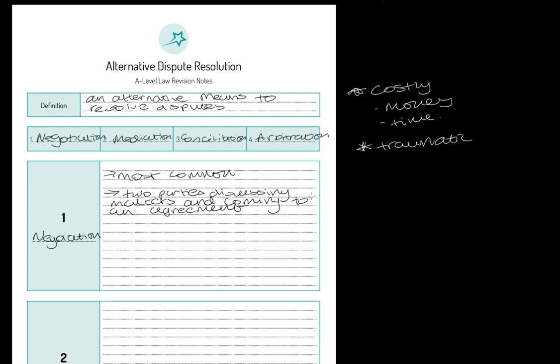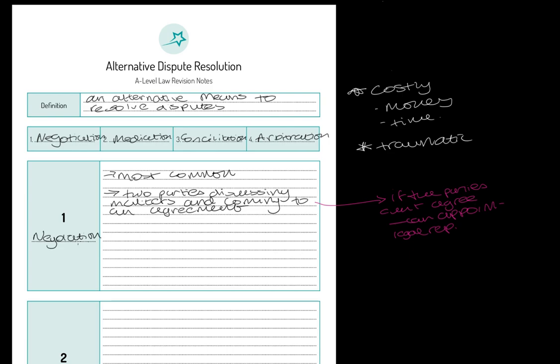The one thing that I think I ought to point out as well is that particularly for negotiation, if the parties can't agree, but would rather do it outside of the courts, they can appoint a legal representative, usually a solicitor or someone along those lines.